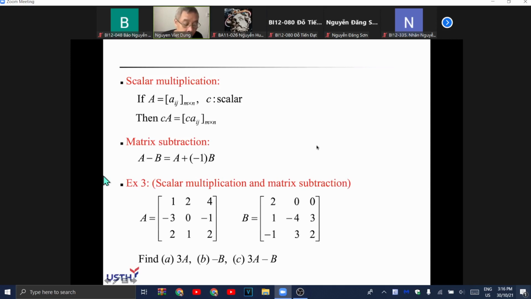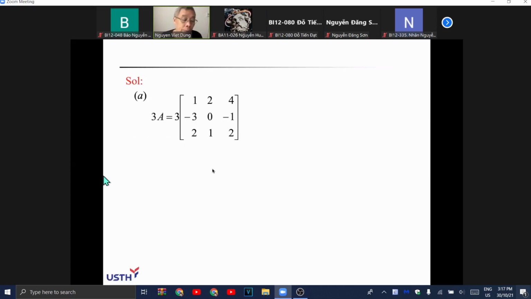Now the next example shows you everything we have just studied here. Given A to be that, B to be that. The first one, you need to find scalar multiplication of C and A. Second, you need to find what is minus B, means minus 1 multiplied by B. And the last one, you need to find CA minus B. It is a very easy example here.